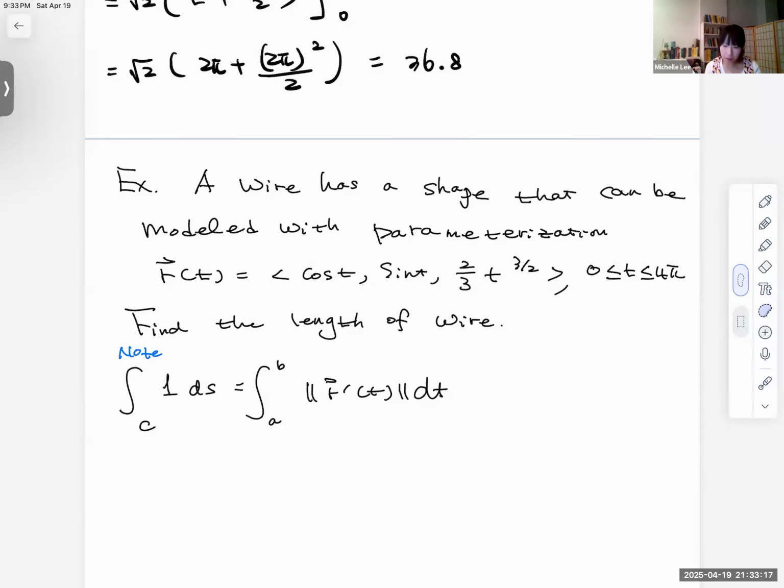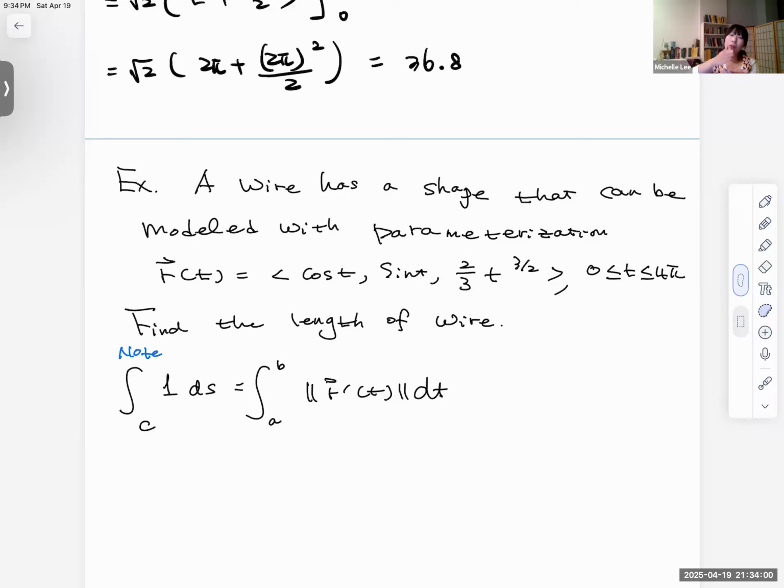Okay, so we have a wire that has a shape that can be modeled with a parameterization. We have r of t is cosine t, sine t, 2/3 of t to the 3 over 2 power, and t is between 0 and 4 pi. Find the length of the wire. Okay, so let's start with the integral of 1 ds. That will be the length of the wire. Start with that. That is given.